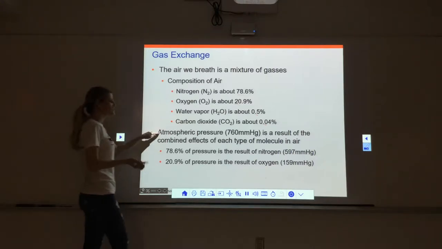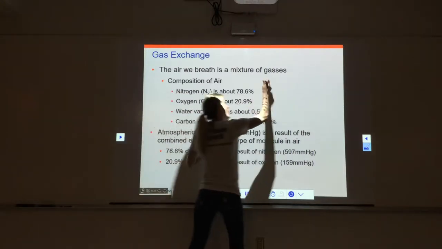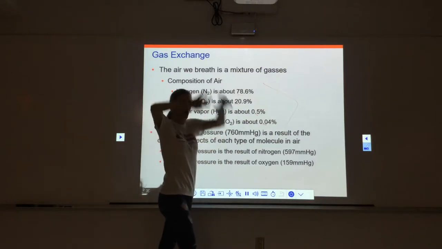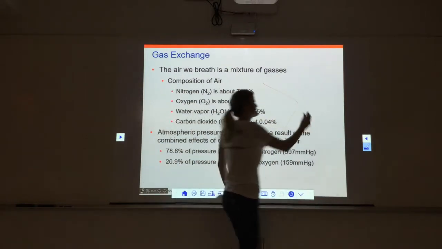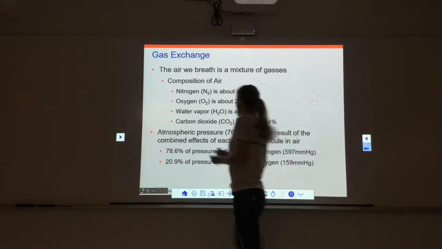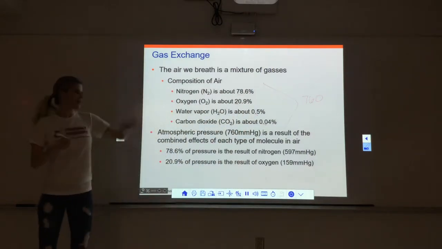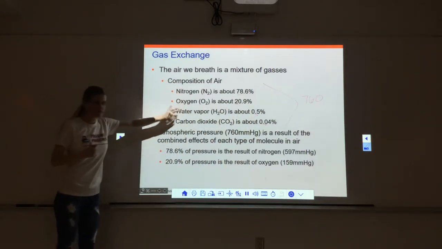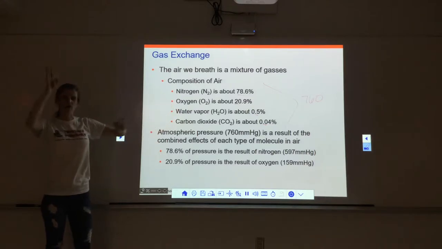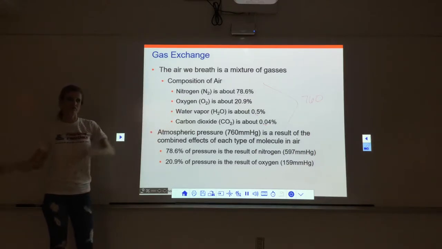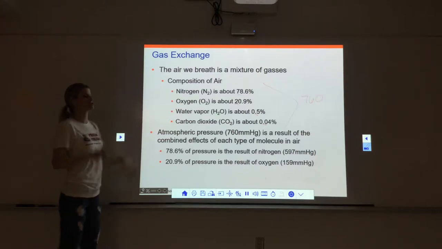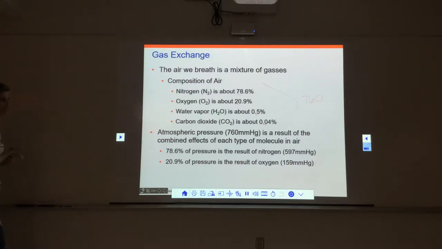So we also said that the atmospheric pressure totals, the pressure of all of it combined, is about 760 millimeters of mercury. That pressure, again, is from all of these atoms. It might be from nitrogen, it might be from oxygen, it might be from CO2, it could be from anything that's bouncing around. That's the total pressure from all of the collisions that exist.